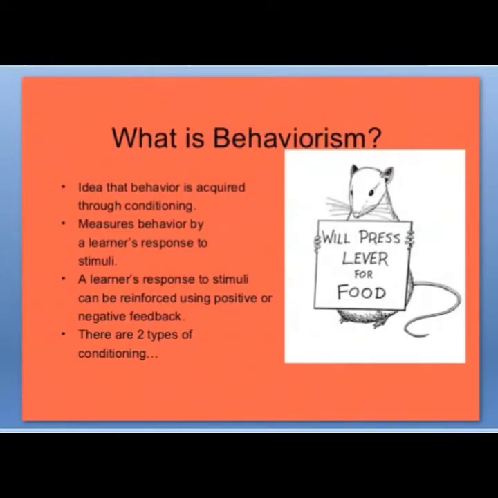means response to an object, means stimulus, by a person or animal. It can be modified by learning. So a learner's response to stimuli can be reinforced using positive and negative feedback. That is called reinforcement. And there are two types of conditioning: operant conditioning and classical conditioning. You must have read about this conditioning in your psychology books.